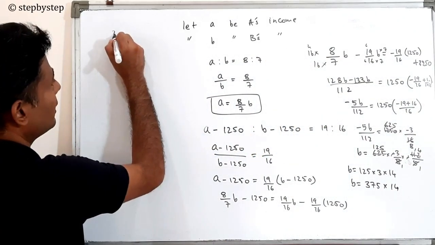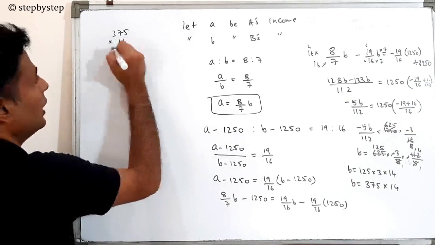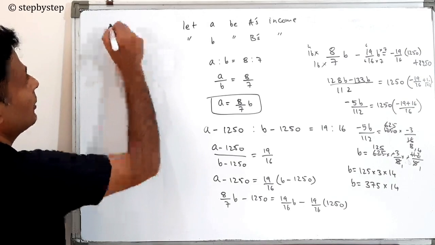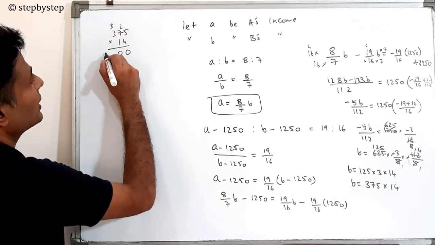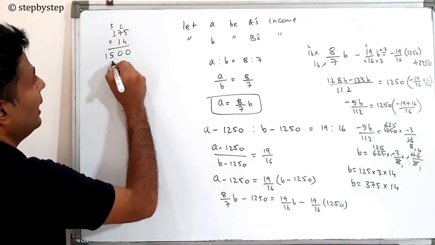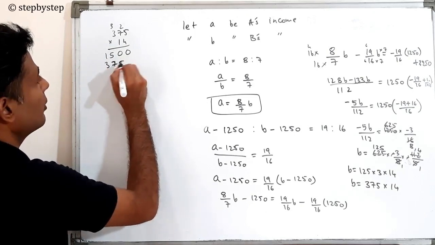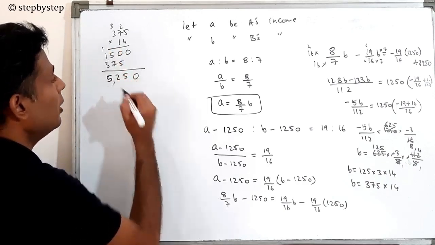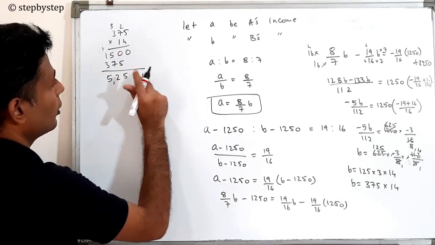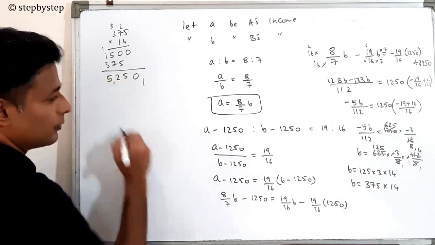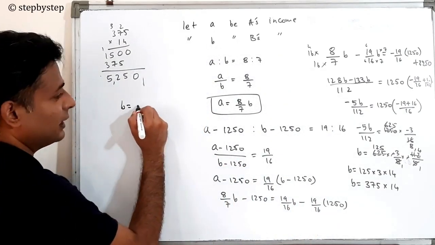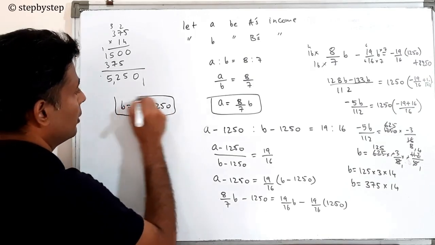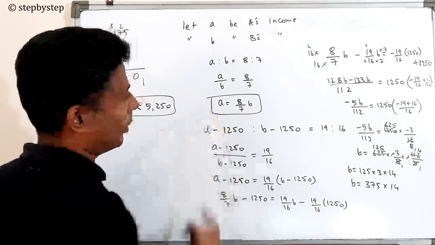So we'll do that here. 375 into 14. 5 4s are 20, 7 4s are 28 plus 2, 30. 3 4s are 12, 12 plus 3, 15. And so 5,250 rupees. Right? So what is B's income? B's income is rupees 5,250. Now using this, I'll find the income of A.